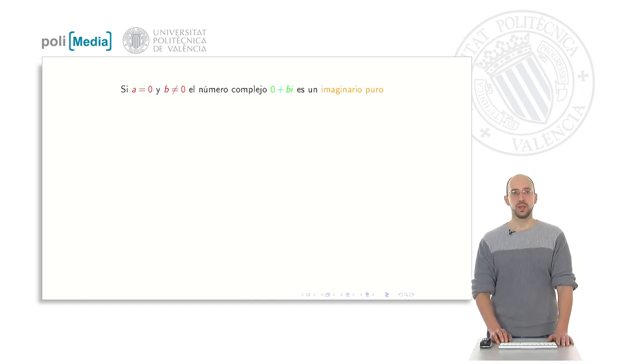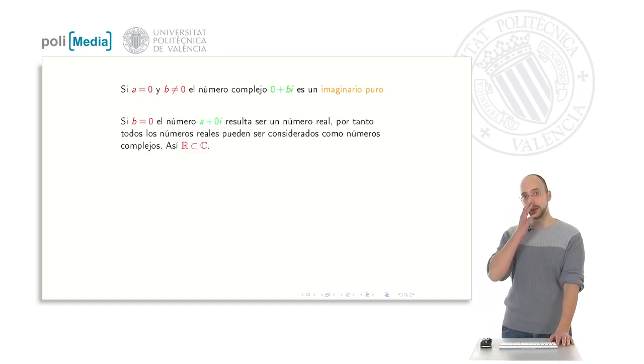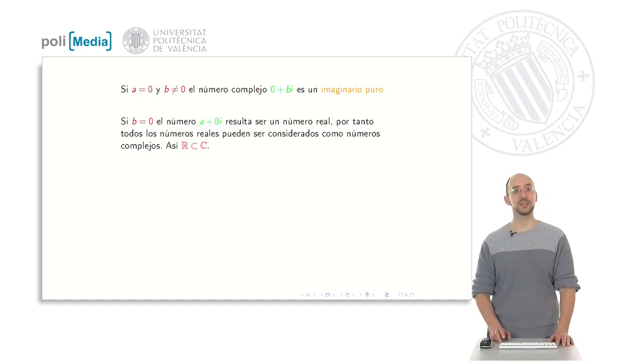Well, let's see what happens in each case. If the real part is 0, but the imaginary part is not, what we have is what we call a pure imaginary number. On the other hand, if the imaginary part is 0, but the real part is not, then what we have is a real number. That is, we can somehow consider that the real numbers are contained in the complex numbers.